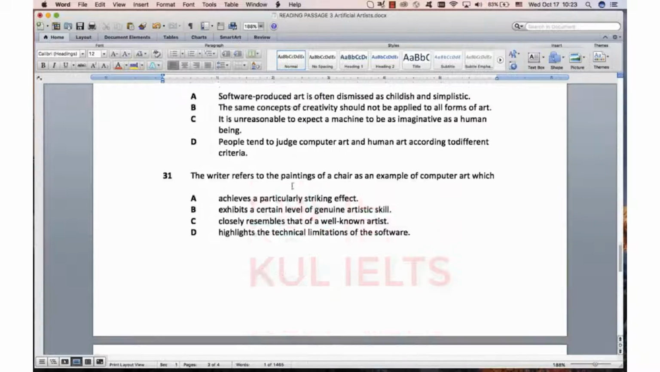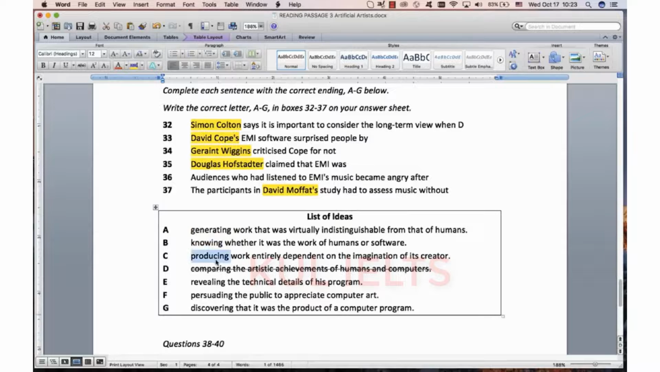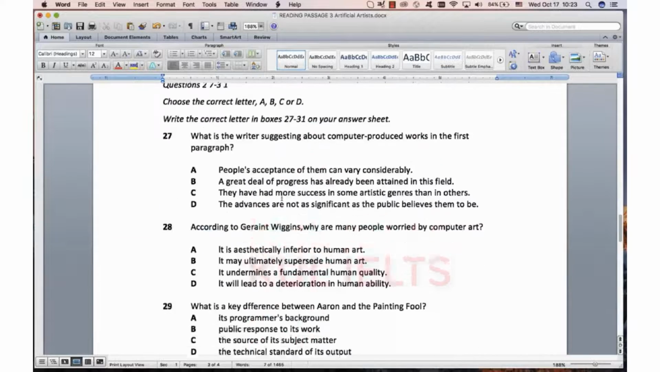Let's see if we can find anything about that. And this is for not doing something. We're not looking at generating. We're not looking at knowing. We want something about not explaining. Not producing, that's the same as generating. And not revealing is good. That's explaining. He did not explain. Persuading, no, and discovering, no. So he didn't reveal the technical details of the program. He didn't explain how the software worked. I think that one's easy enough to understand.